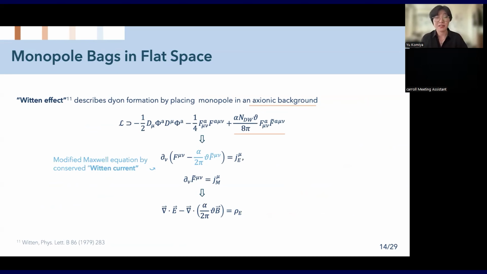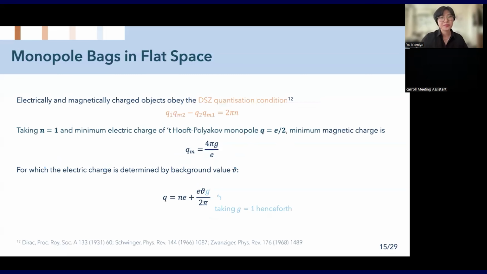So if we take some version of the Lagrangian we had before and we add on these axionic electromagnetic terms that we are now familiar with, then what we have is that there is an effective extra conserved current, which is the Witten current, modifying the equations, acting as a sort of source term. And what we have effectively is this extra electric charge upon the monopole.